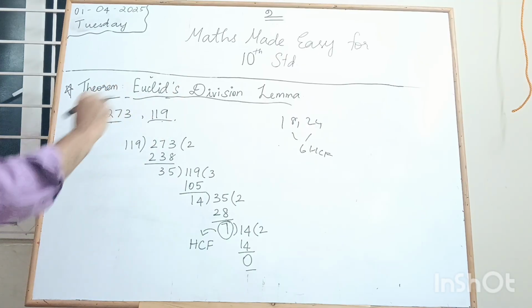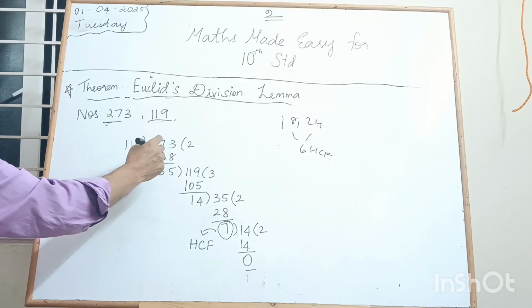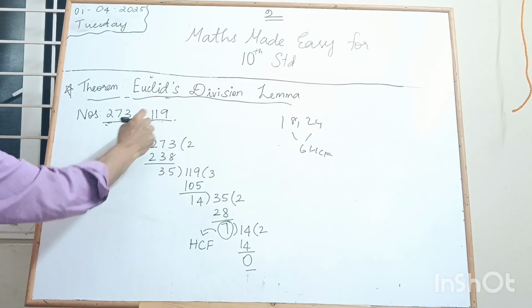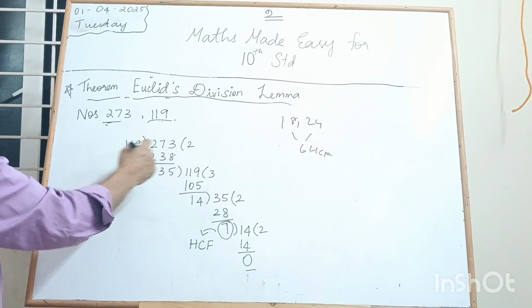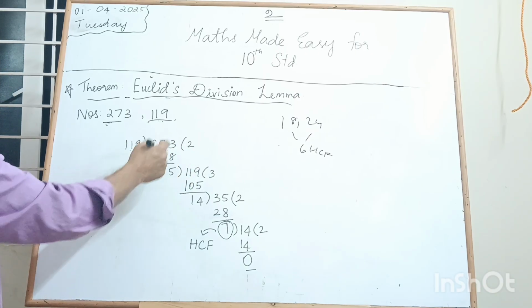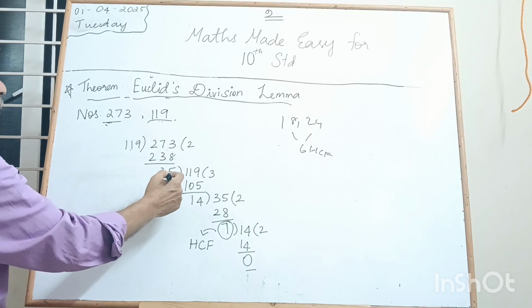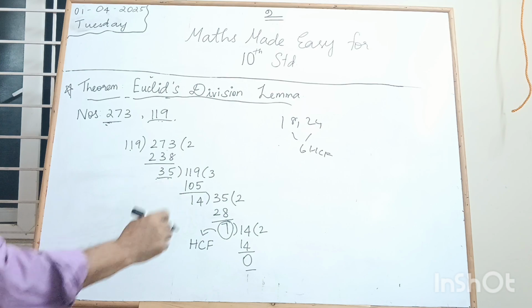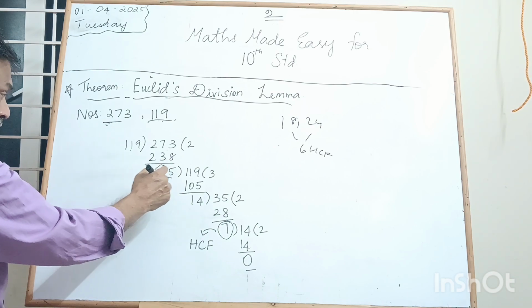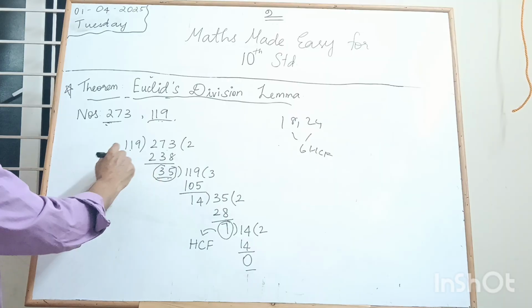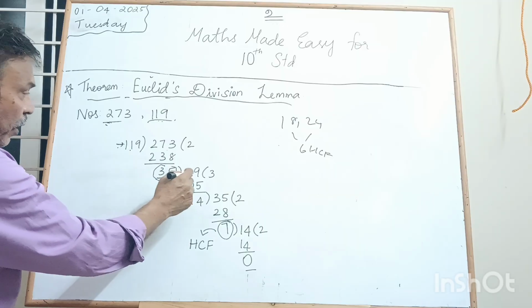See how you have to do it. First, between these two numbers, you take 273 and divide by 119. 119 into 2 is 238. If you subtract it, this comes to 35. Now you should always check this remainder. The remainder is not 0, so this 119 is now the divisor and it should come here.